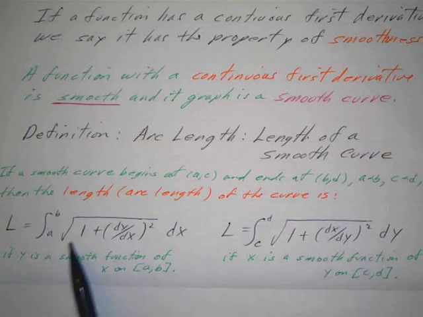So the integral from a to b of the square root of 1 plus (dy/dx) squared times dx, if y is a smooth function of x on the closed interval [a, b], or the integral from c to d of the square root of 1 plus (dx/dy) squared dy, if x is a smooth function of y on the closed interval [c, d]. So those are our main formulas.